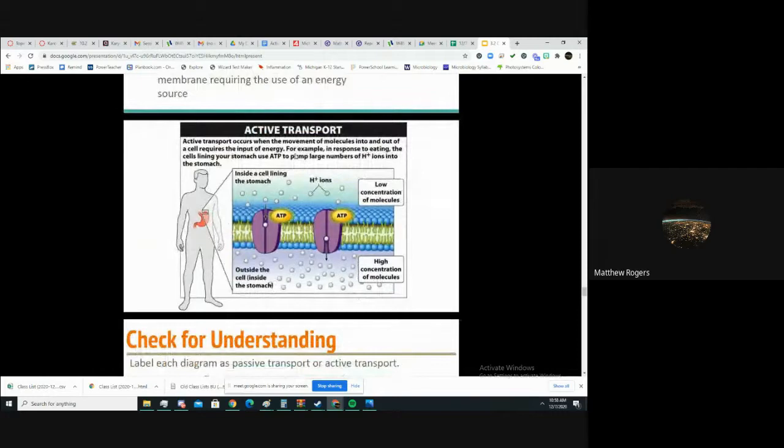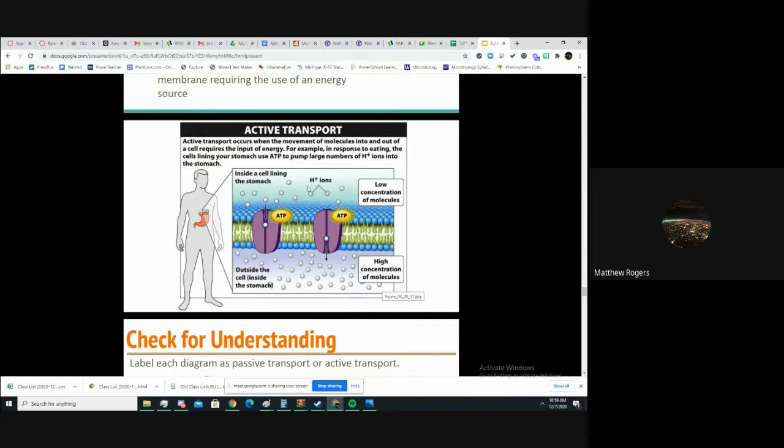And right here, we have another picture of it. This is going to be moving H plus ions into the stomach. H plus is going to create acid. This is what creates the acidic nature inside your stomach. We want to move them from a low concentration to high. We want a high concentration of H plus inside your stomach to break down foods. To do that, we have to use a pump, because going from low to high, you have to use a pump to do that.